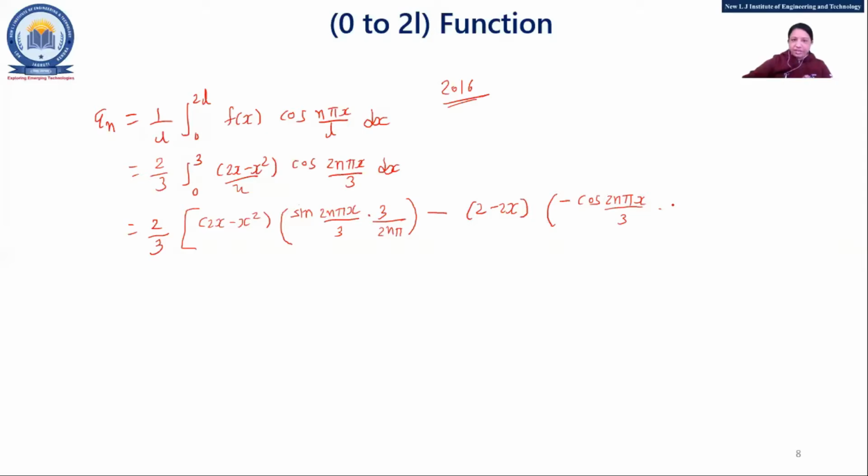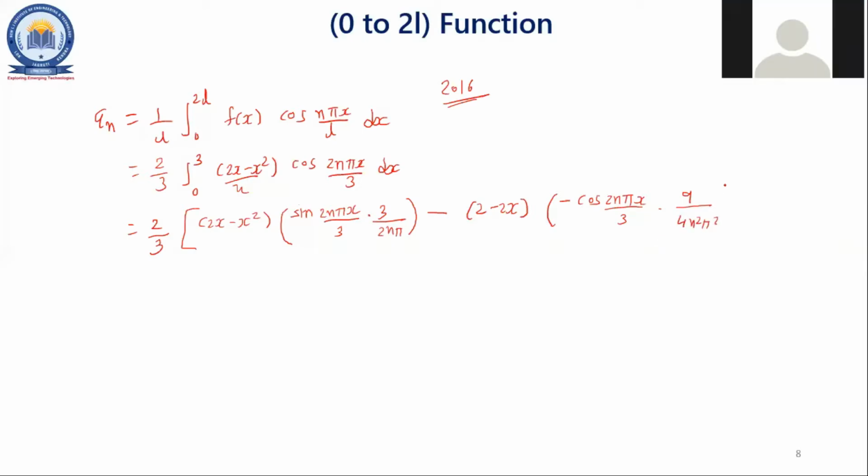Not 3. Again, it will be multiplied, right? Because for this also, again, 3 upon 2n pi will be there. So that is going to be multiplied with this. So that's why it becomes what? That is the important step here. 9 upon 4 n square pi square.